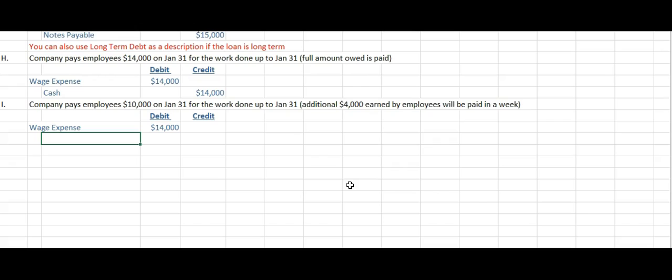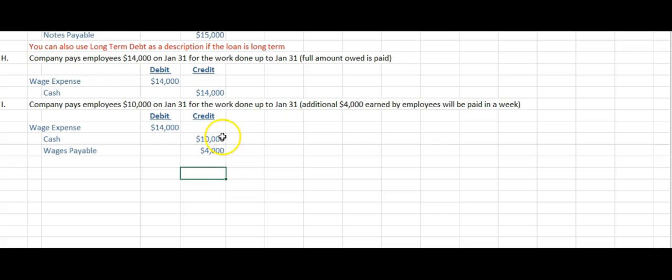How much did my cash go down by? In this case, in example I, it only went down by $10,000, right? And then I owe the rest. So I could put either accounts payable. I'd rather put it under wages payable, right? Wages payable. And how much do I owe? $4,000. Not sure why it didn't come out the same color, right?